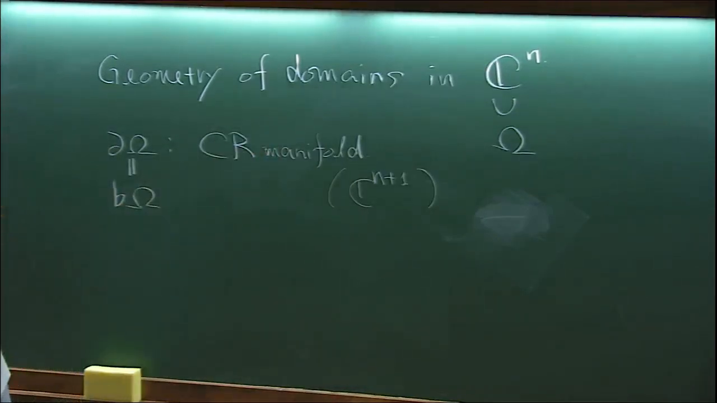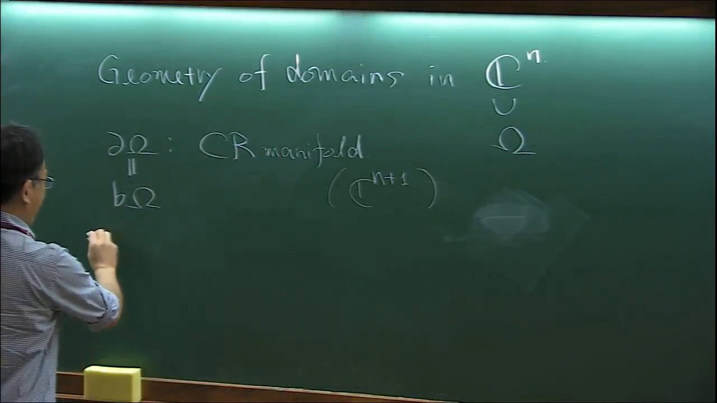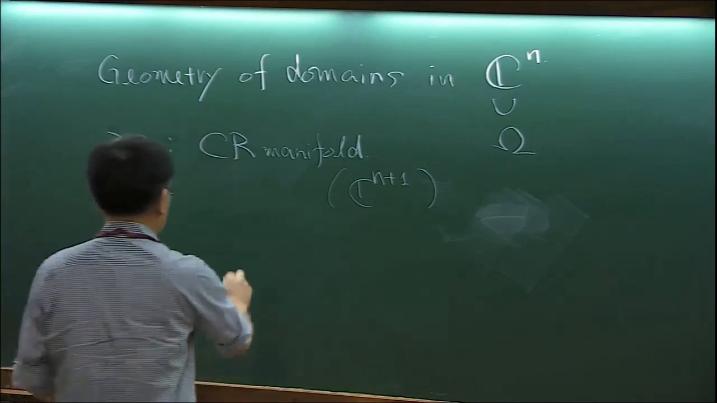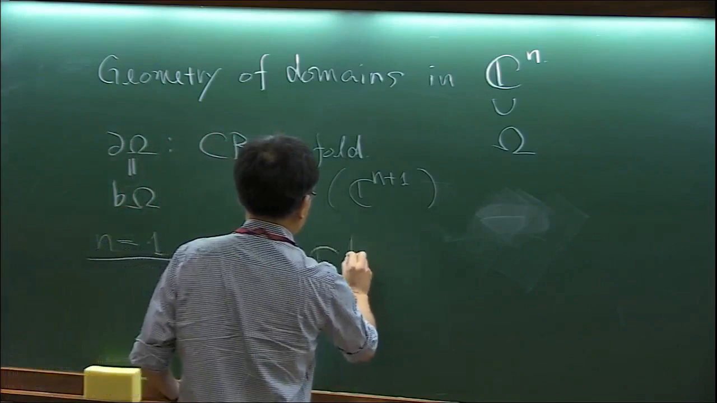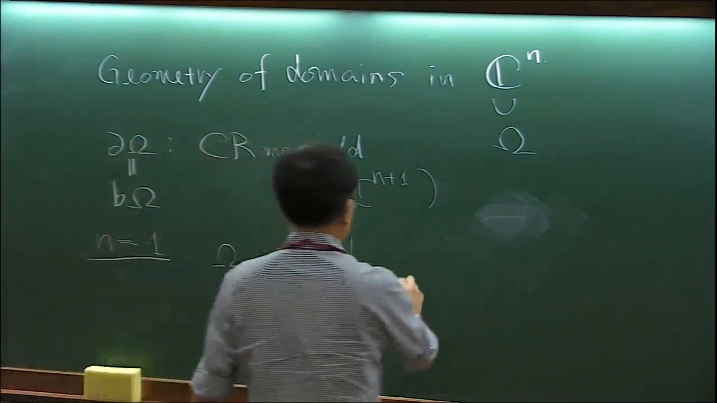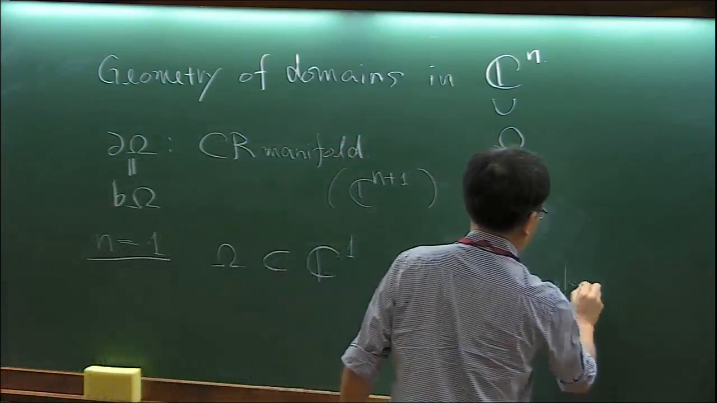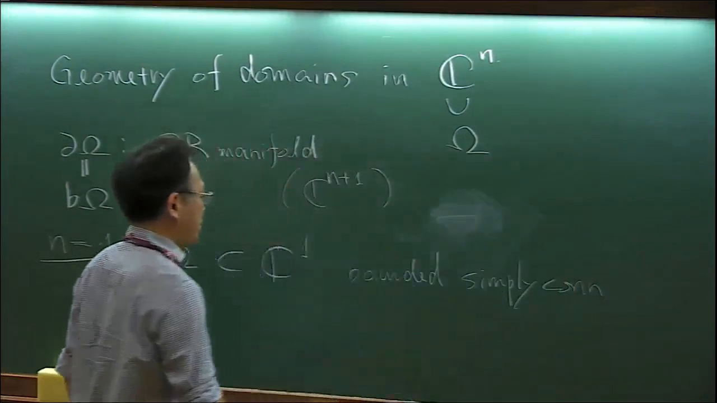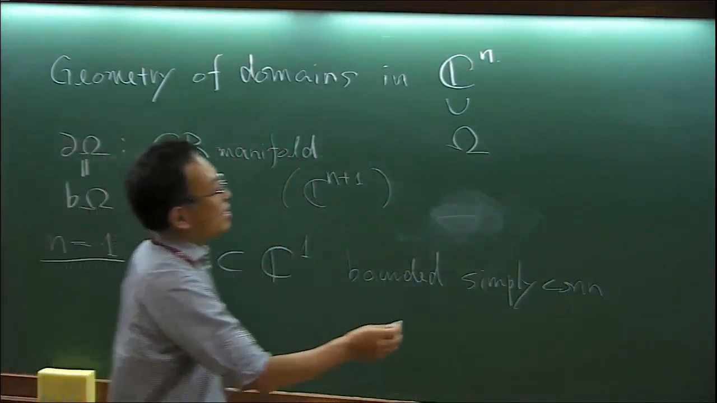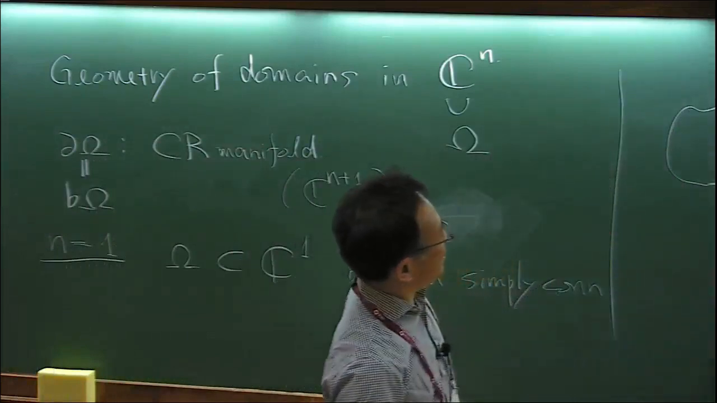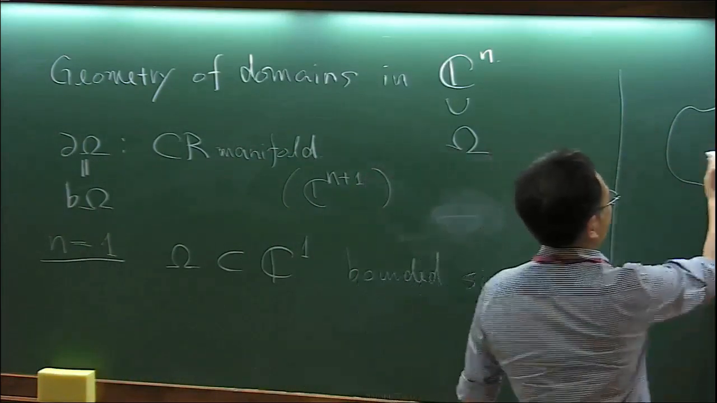So let me start with the simplest case. It is trivial for my consideration. So n equals 1. So this is not several complex variables. It's classical. Look at a domain in C1. Suppose that this is, say, bounded, simply connected. Simply connected means there's no hole. So omega is a domain, of one complex dimension. So I can draw a picture. There's no hole, so I don't draw a hole.